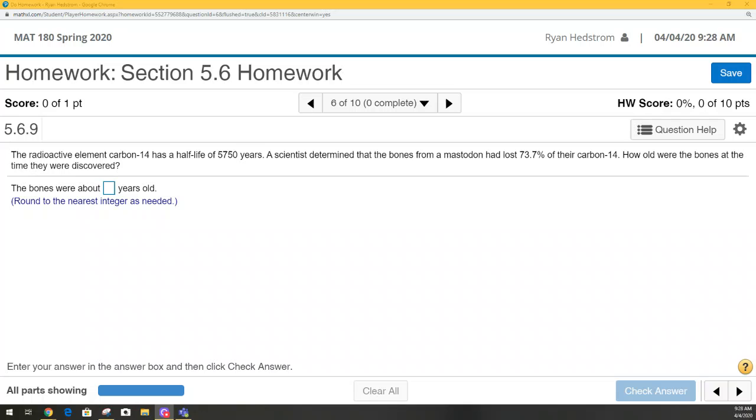All right, we're continuing on in section 5.6 when we're looking at applications and models of exponential growth and exponential decay. Here we're actually going to work through one of your homework problems. The radioactive element carbon-14 has a half-life of 5,750 years. Scientists determined that the bones from a mastodon lost 73.7% of the carbon-14. How old were the bones at the time that they were discovered?